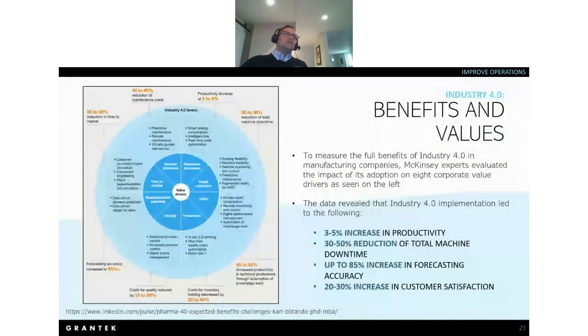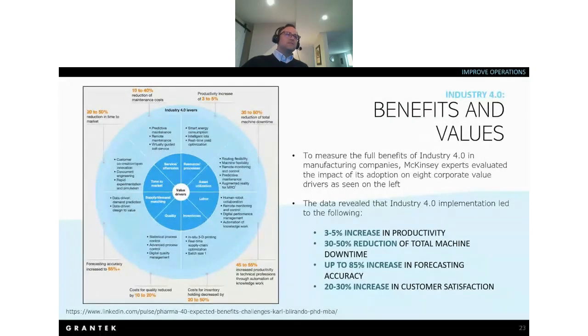So, how does Industry 4.0 and by extension Pharma 4.0 benefit manufacturers, specifically in the life sciences industry? To measure the full benefits of Industry 4.0 in manufacturing companies, McKinsey experts evaluated the impact of its adoption on 8 corporate value drivers, which are presented in the image on the left. The data they collected indicates that Industry 4.0 implementation led to a 3 to 5% increase in productivity, a 30 to 50% reduction of total machine downtime, and up to 85% increase in forecasting accuracy.